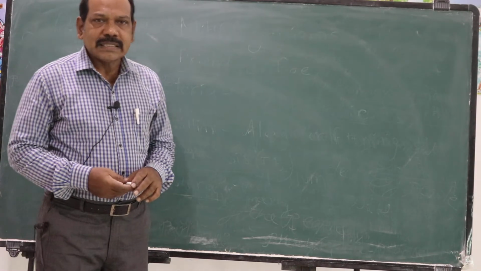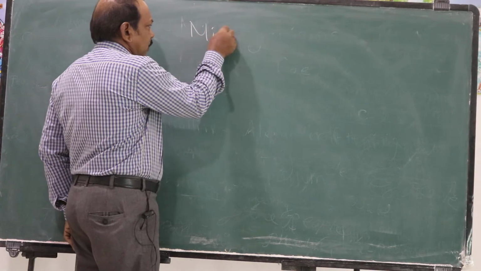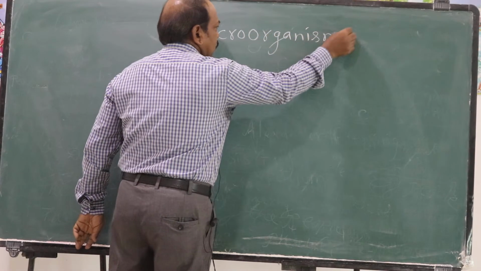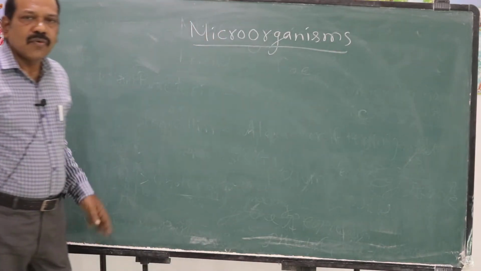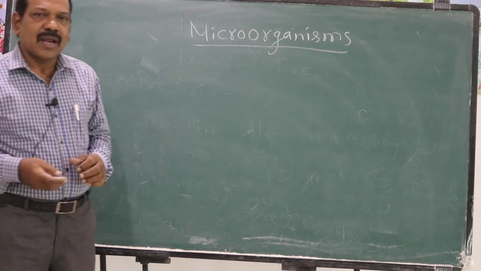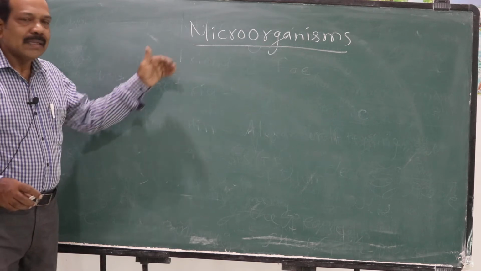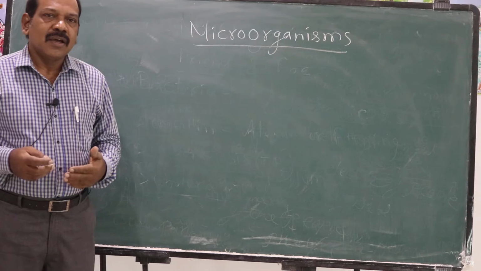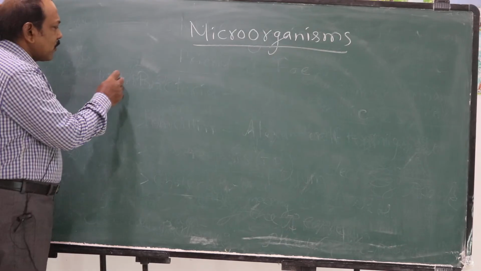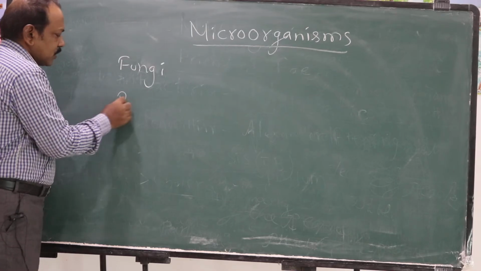We have been discussing microorganisms. Microorganisms, friend and foe. This is our topic. Last class we discussed two types of microorganisms in depth, that is viruses and bacteria. The other two types of microorganisms which cause diseases in human beings, we will be discussing in this class. Those two types of microorganisms are: one, fungi; two, protozoans.